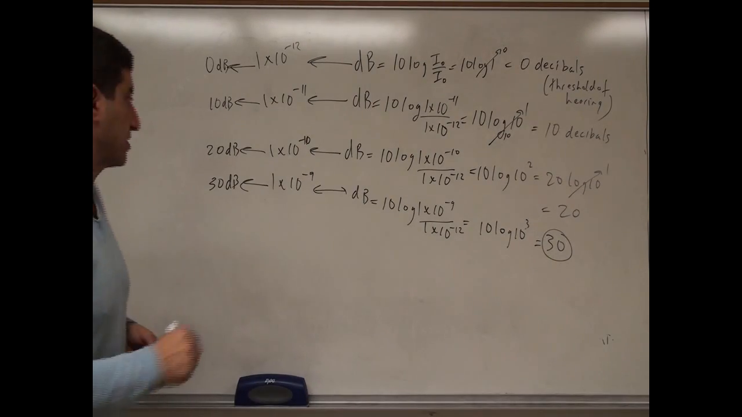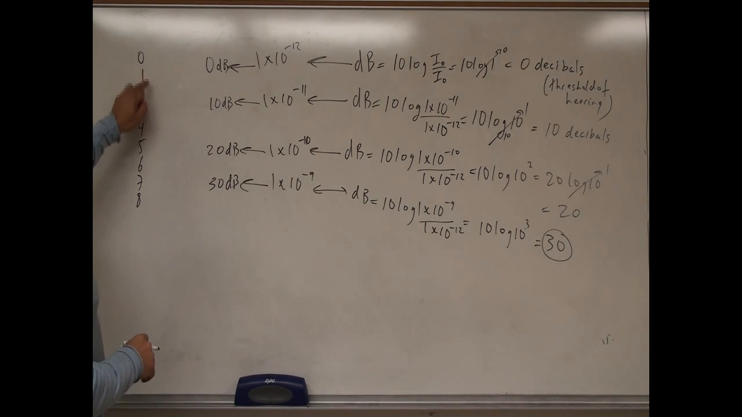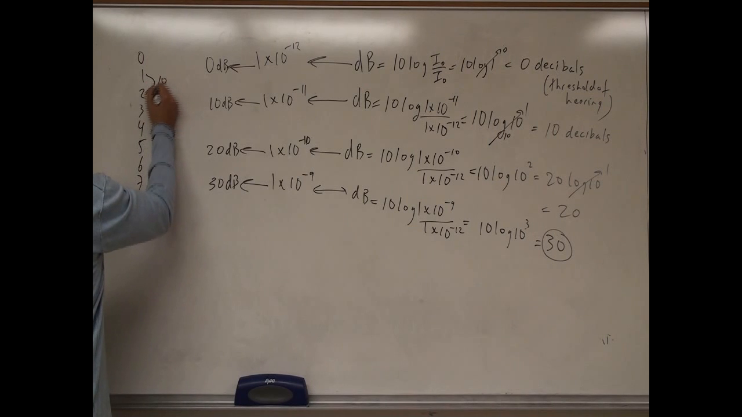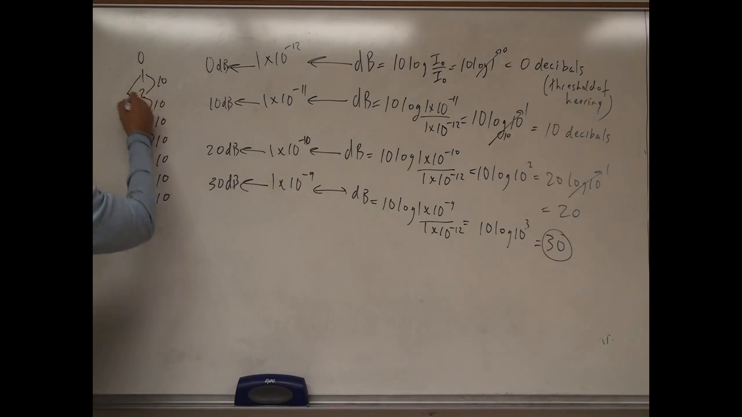Well, this is very similar to the Richter scale. The Richter is 0, 1, 2, 3, 4, 5, 6, 7, 8. Same way, except it's not 10, 20, 30, 40, 50, right? Basically, every 1 is 10 times more intense, right? 2 is 10 times more intense than 1, 3 is 10 times more intense than 2, 4 is 10 times more intense, but every 2 is 100, right? So this one is 10, 10, 10, 10, 10, 10, 10. Then you have 100, 100, 100, and so on.